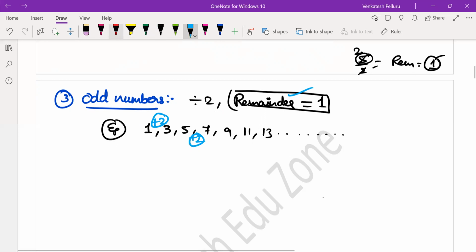Then the fourth type of numbers is very important. These are very important numbers actually. Okay, so you have to remember them, because when questions are framed based on this type of numbers, it becomes slightly difficult to identify the logic.